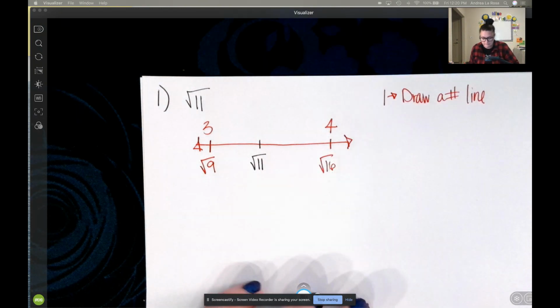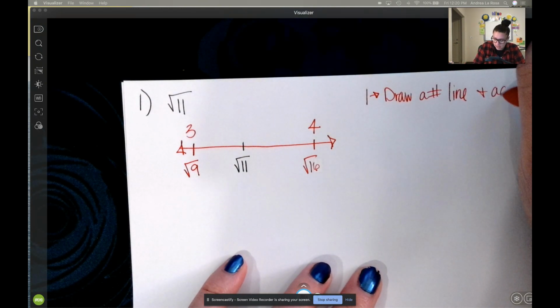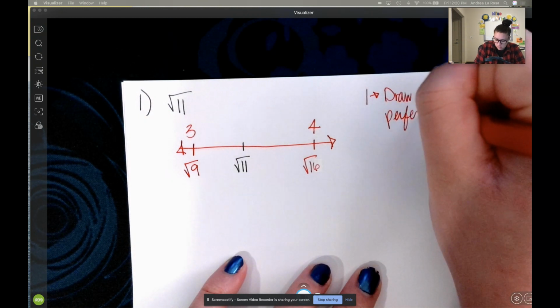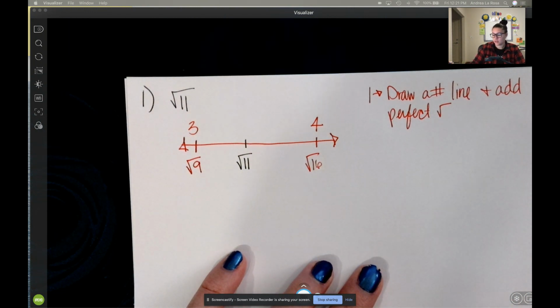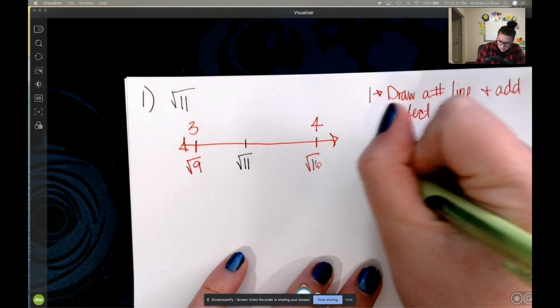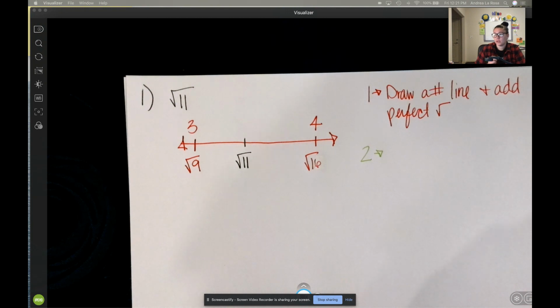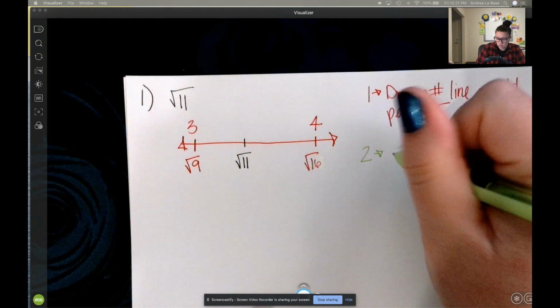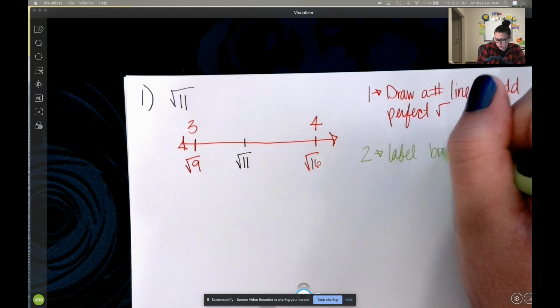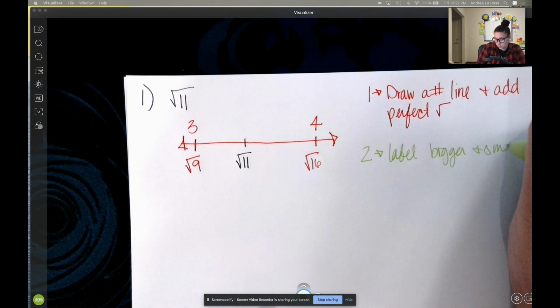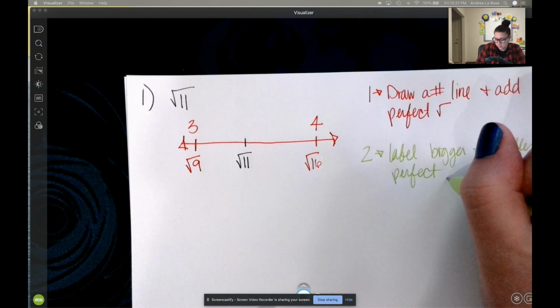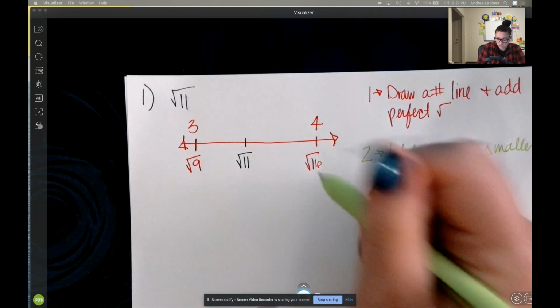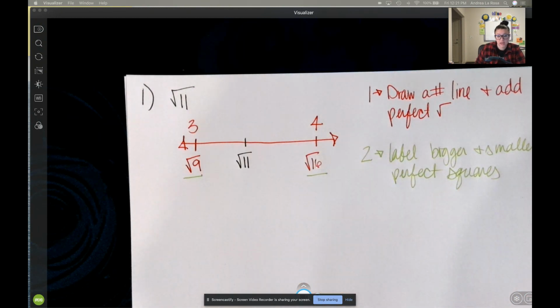There we go. So we draw a number line and add perfect square roots. Step 2, we want to, oh wait, we already did that. We label the bigger and smaller perfect squares. I just got excited and ahead of myself. Again, those perfect squares were 16 and 9.